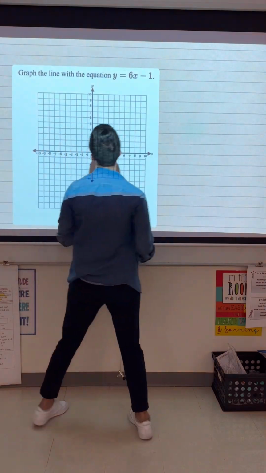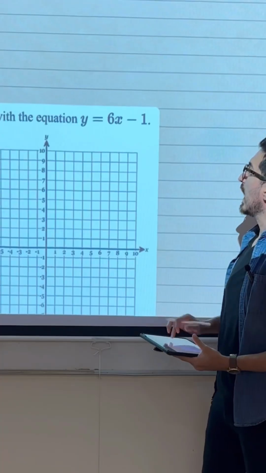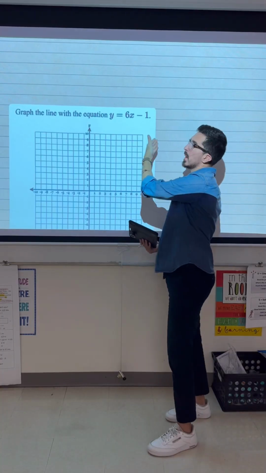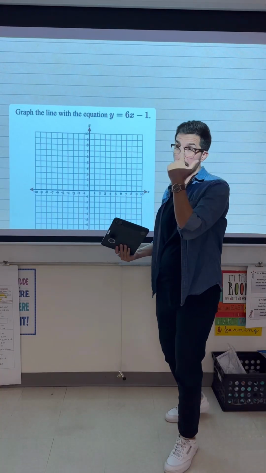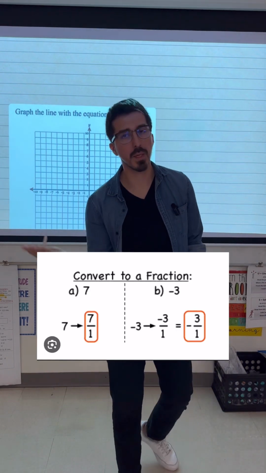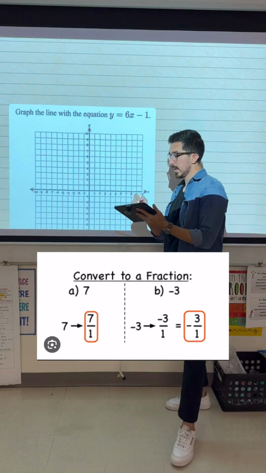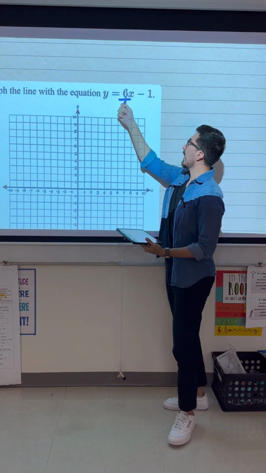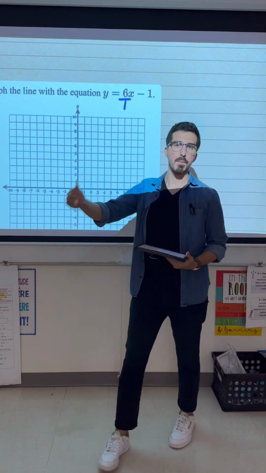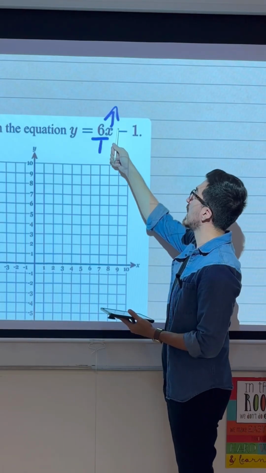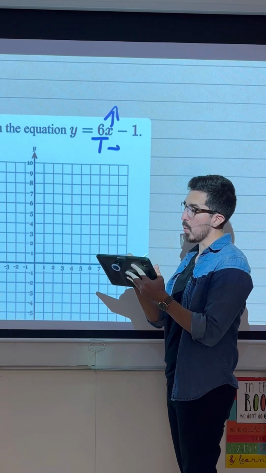Last example. Let's say I had an equation like this, and I don't have a fraction. You're like, yo, well, I don't know which way I'm moving, left, right, how many spaces. If you don't have a fraction, we can always take a whole number and make it a fraction by putting it over a 1. Always do that if you have a whole number. Now I got my fraction. Now I can figure out how many spaces I'm moving. So the 6 tells me to go 6 spaces up, right 1 space.